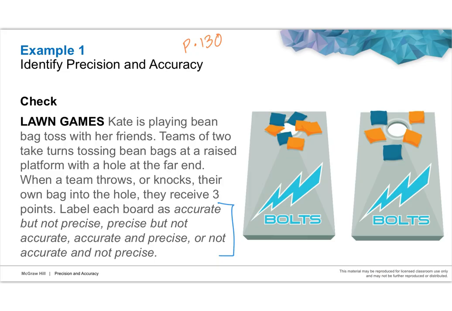All right, the correct label for the first cornhole game outcome that you see there is this is both accurate, close to the hole, and precise. The second example is that it's mildly close to the hole, so somewhat accurate, but kind of all over the map, not precise.